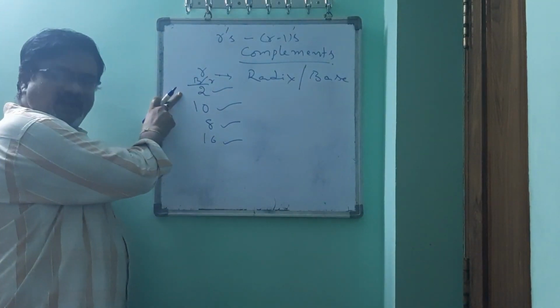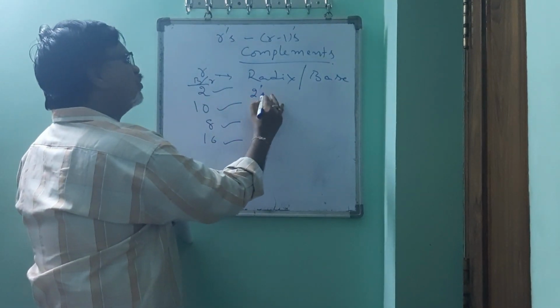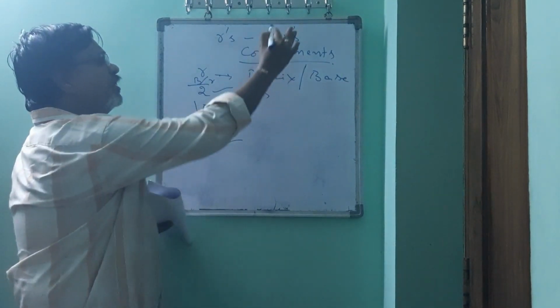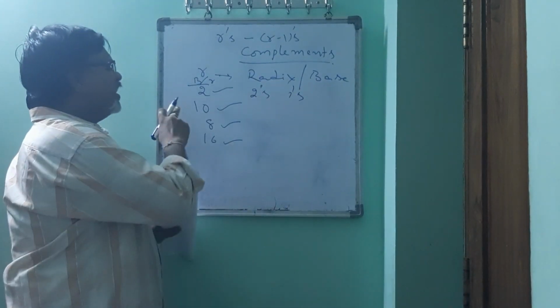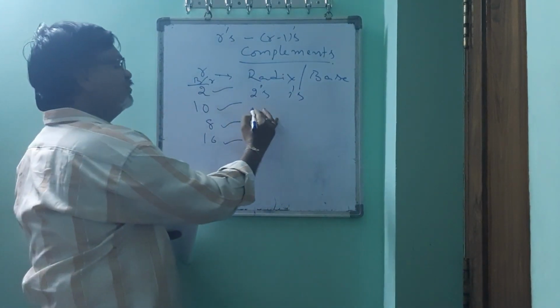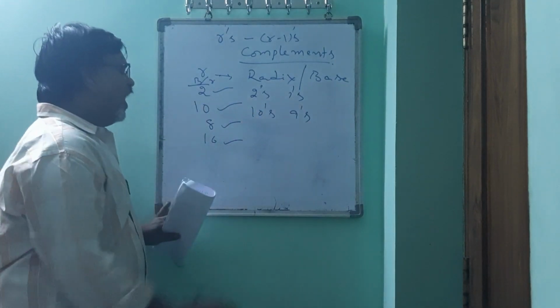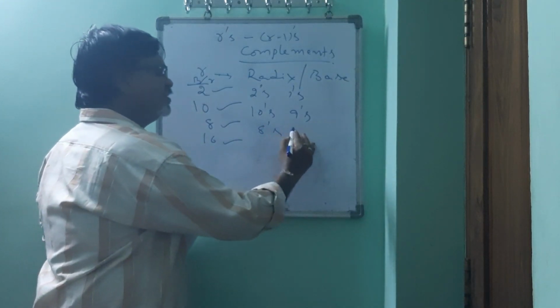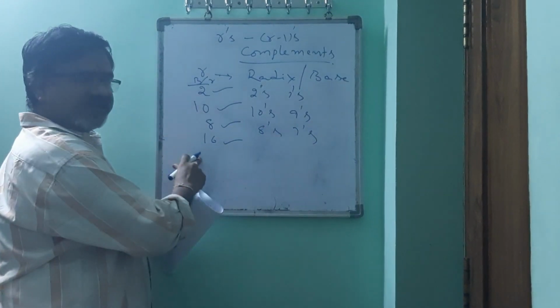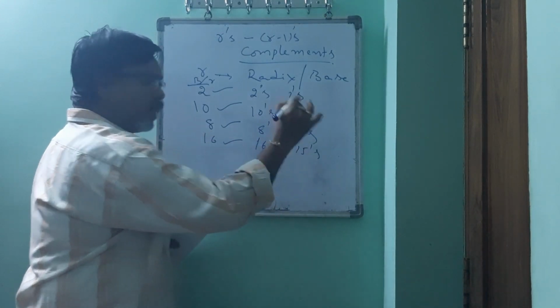For the binary number system, r's complement is nothing but 2's complement. R minus 1's complement is nothing but 1's complement. Whereas for the decimal number system, it is 10's complement and 9's complement. For octal, it is 8's complement and 7's complement. Whereas for hexadecimal, 16's complement and 15's complement.